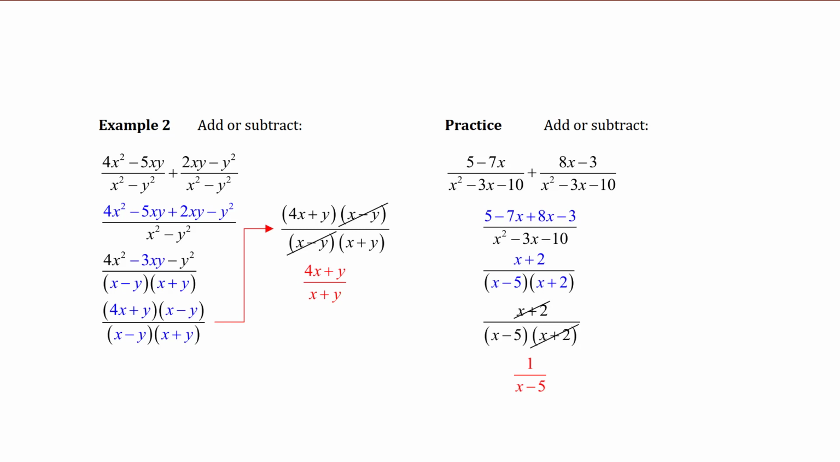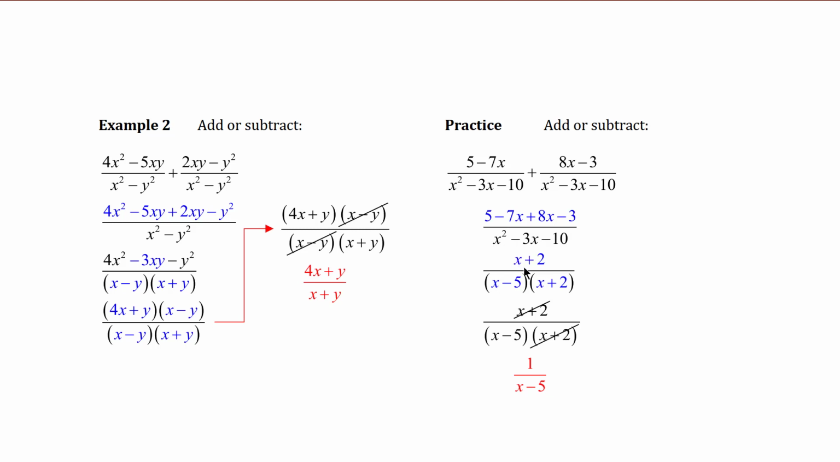Alright, so let's go over the practice problem. First, we combine everything under one fraction. We get 5 minus 7x plus 8x minus 3 over x squared minus 3x minus 10. Next, we combine like terms on the numerator, and we factor the denominator.